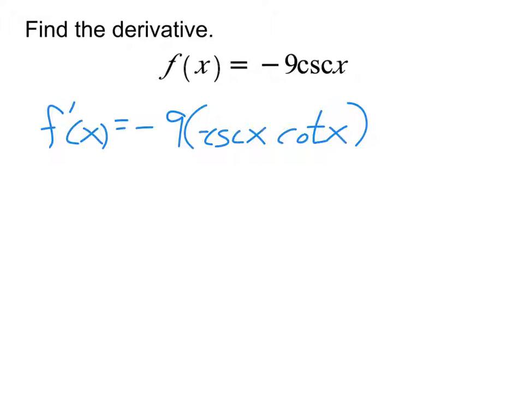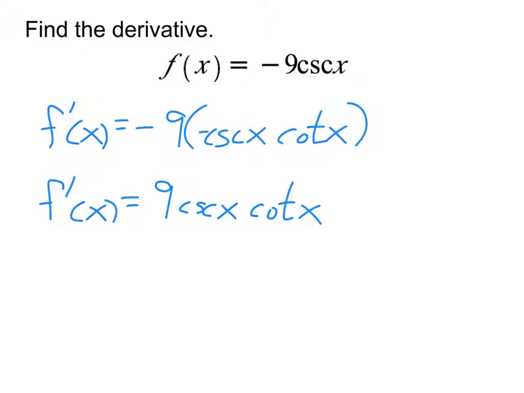So again, notice constant times a function. When I find the derivative, it's the same constant times the derivative of the function. And so now I do want to simplify that down a little bit because you notice I got negative 9 times the negative trig functions. The negative times the negative is positive. So that ends up giving me 9 cosecant x, cotangent x. That's a little bit simpler. That's a good answer right there.